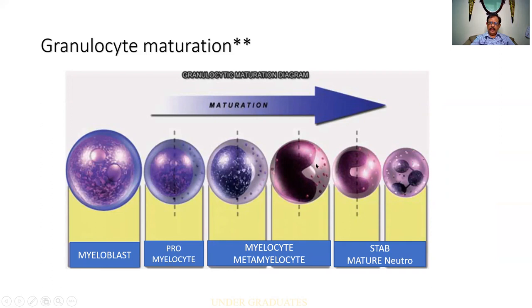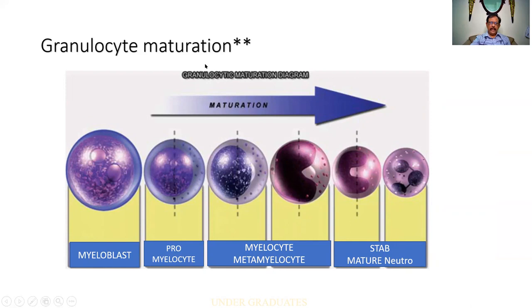So here I can get a neutrophilic granule or an eosinophilic granule. Accordingly, the lineage will be there. So this is a particular one. You people should know the series of maturation. A myeloblast, promyelocyte, myelocyte, metamyelocyte, stab form, and the mature cell.